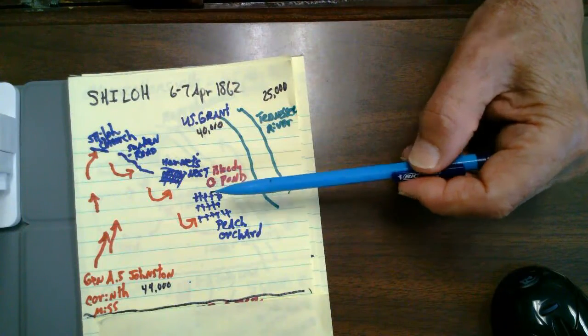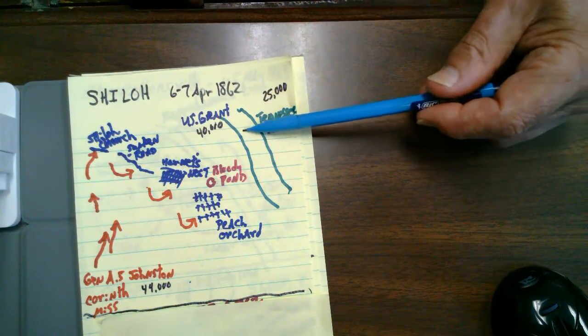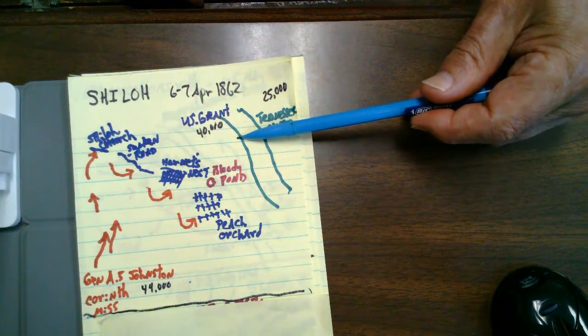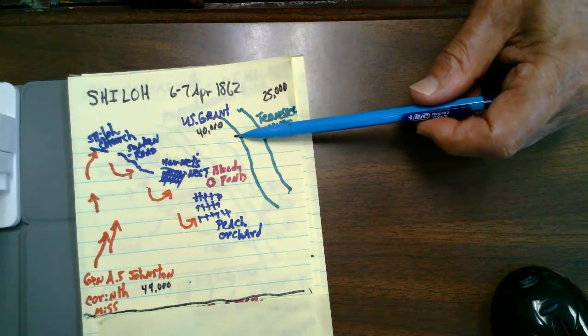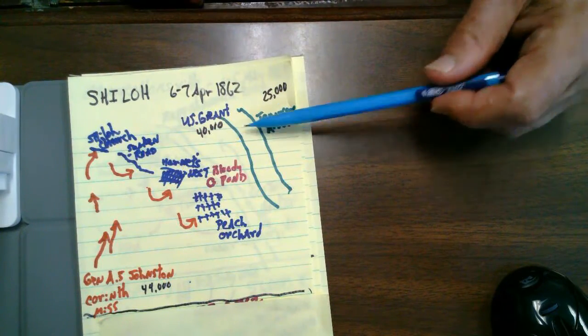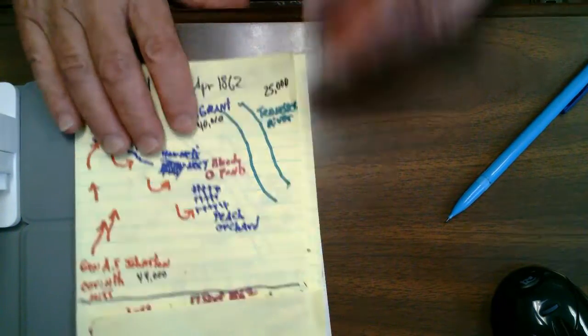In the course of that night, 25,000 new reinforcements came in to join General Grant's 40,000 here, what remained of 40,000. And on the next day, the North regrouped, if you will, and they drove the Confederates off the battlefield. That's the Battle of Shiloh here, folks. It is declared a Northern victory. All right, let's move on here.